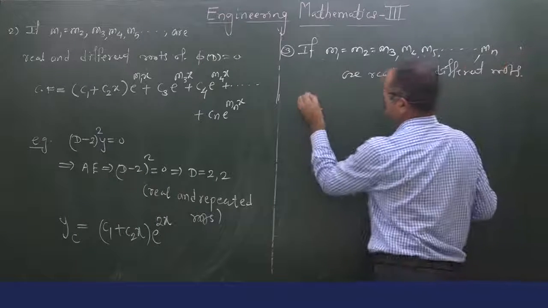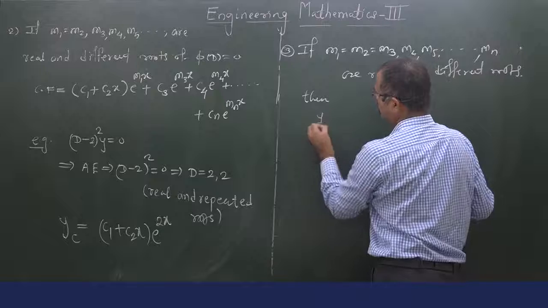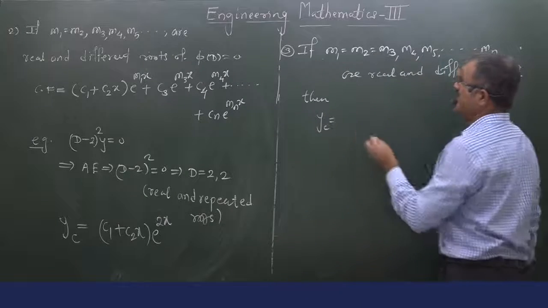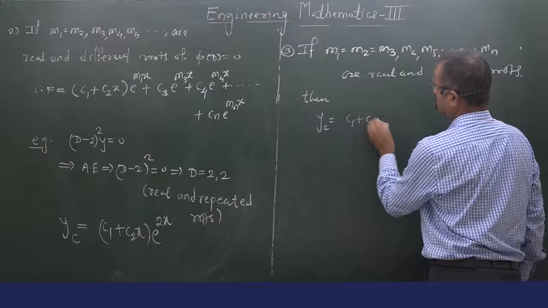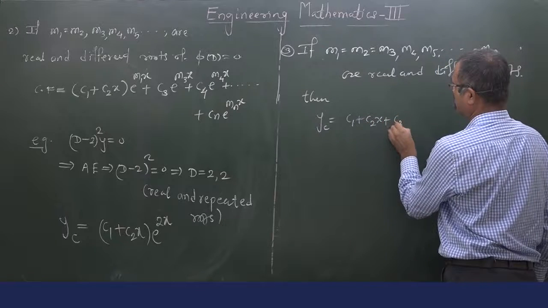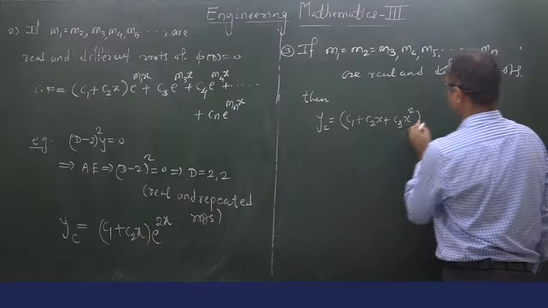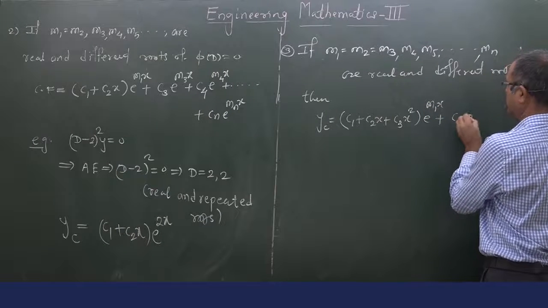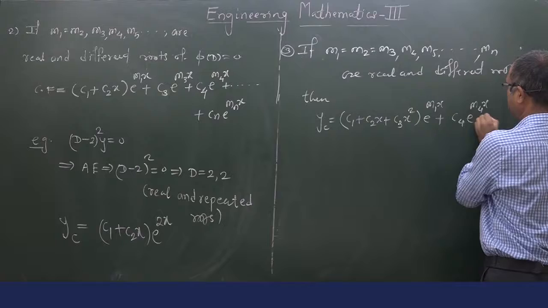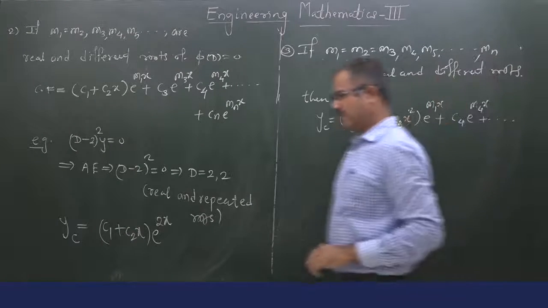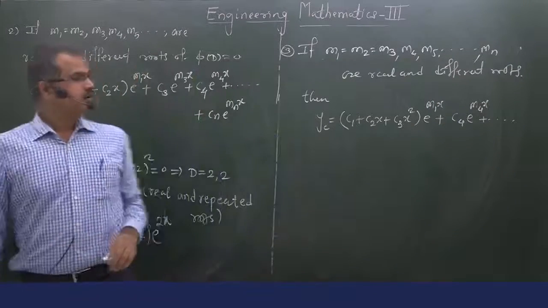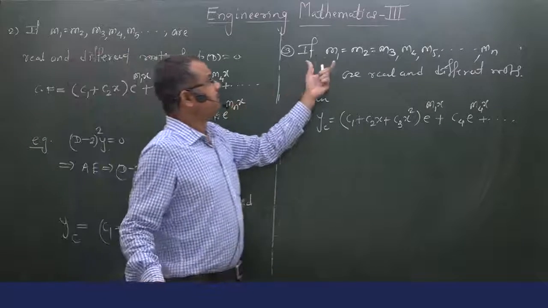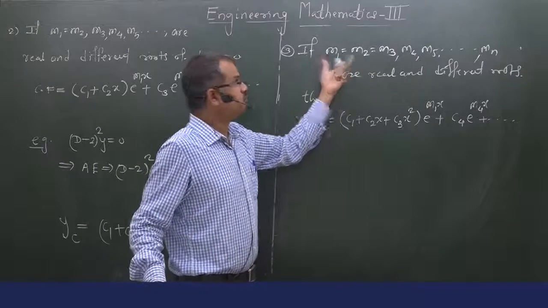then the solution will be yc is equal to (c1 plus c2x plus c3 x square) e to the power m1x plus, next constant, c4 e to the power m4x and plus and so on. This is for repeated roots, when three roots are equal.